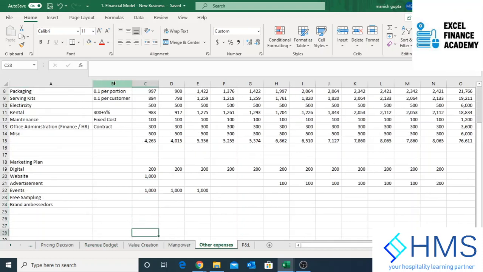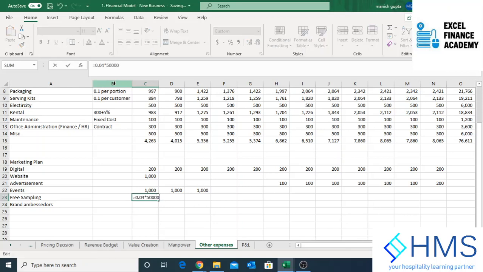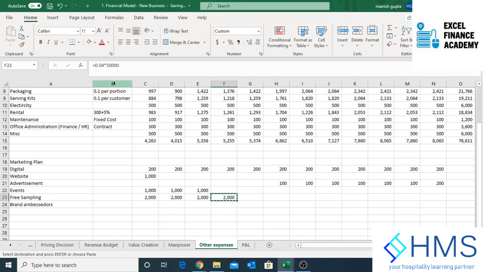So how many samples do you want to distribute? The sample cost you can separate out, or you can just work it out here. Let's say for simplicity, I work it out here: 0.04 multiplied by, let's say you want to distribute 10,000 samples in this month, that will be the cost. Or you want to distribute, let's say, 50,000 samples. So let's say you want to do it for 5 months.